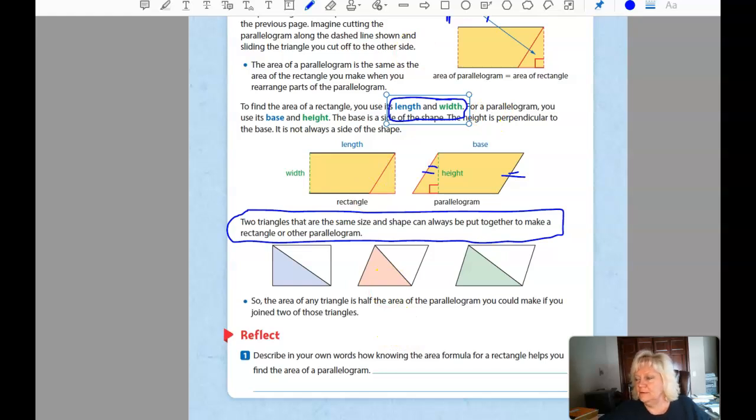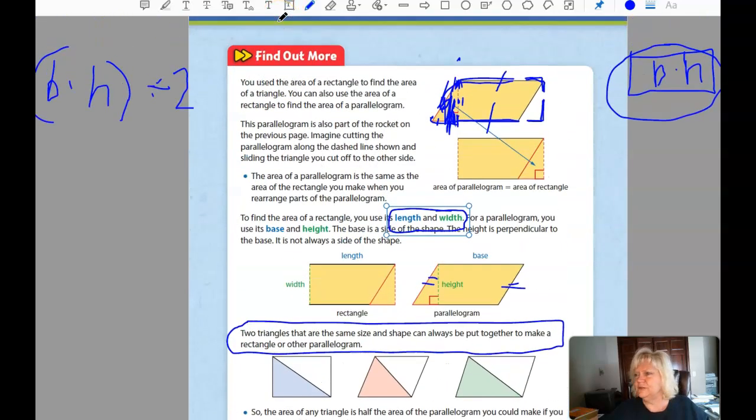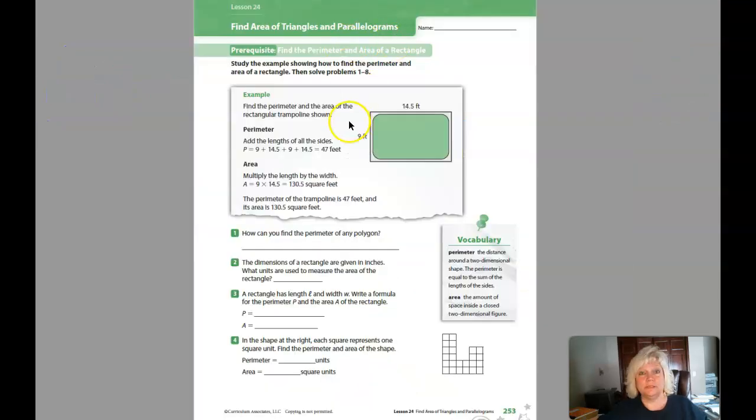Let's look at our workbook. Let's see if I can find our workbook up here. I couldn't get it to open. Oh, there.